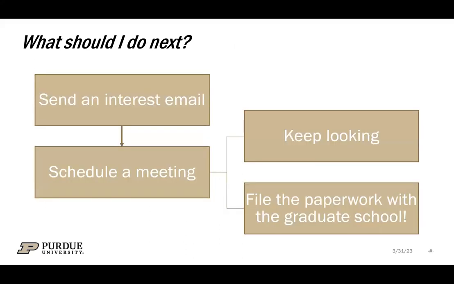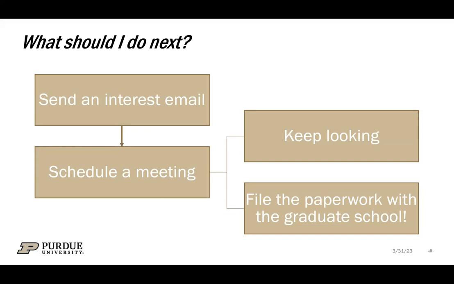So what should you do next? Send an interest email, reach out to this faculty member or person in the industry or at another university and say what you're working on, where you are in your academic career, and what you would like from them. From there, I would schedule a meeting, whether it's Zoom or in person. Usually Zoom is a little bit more flexible, so I would suggest that. But if you want to sit down with them over a cup of coffee, I think that also works.